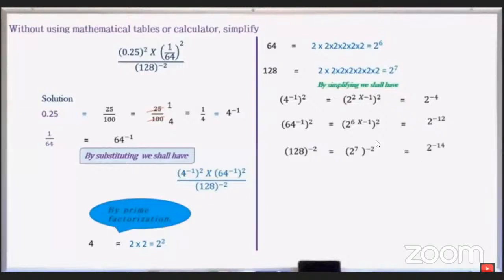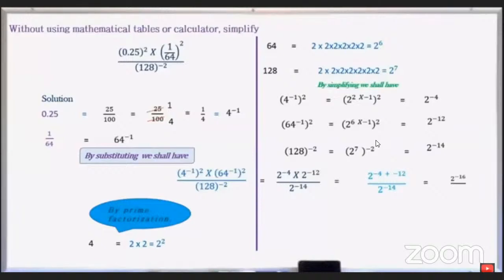Then we shall end up with 2 to the power -14. So now we shall have everything as 2 to the power -4 times 2 to the power -12 divided by 2 to the power -14. We know that from the law of indices, when we have numbers having the same base, we have to add their powers. So we shall get 2 to the power -4 plus -12. We are going to add their powers, divided by 2 to the power -14.